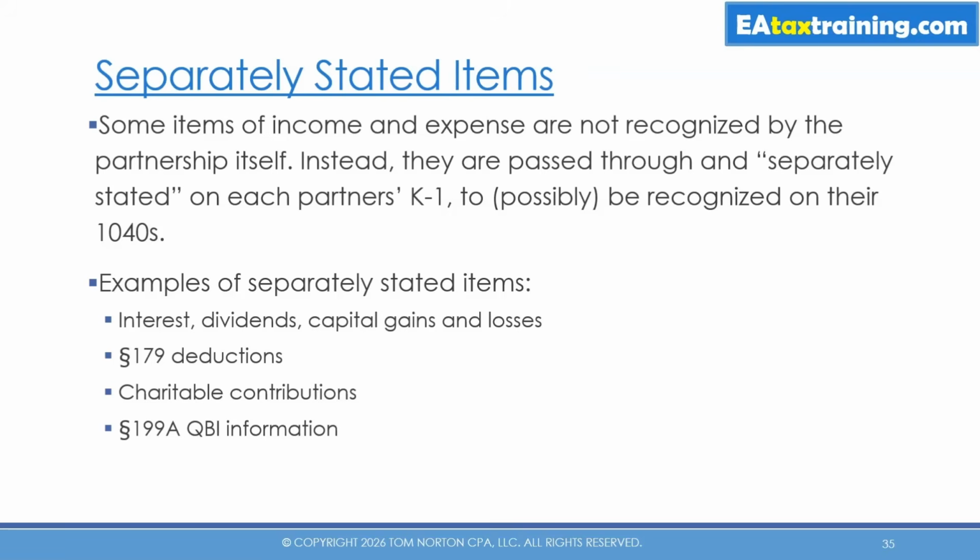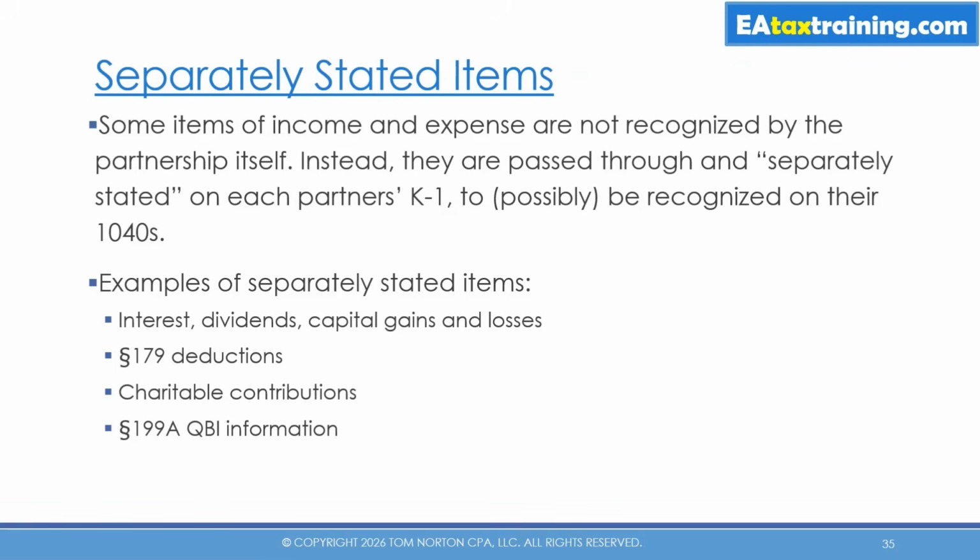Instead, they are going to be reported separately to each partner, their share of it, on their Schedule K1. So these are called separately stated items. Some examples are portfolio income, interest, dividends, capital gains and losses. Section 179 deductions will not be included in depreciation expense on page 1 of the Form 1065. Charitable contributions will not be included in the expenses on page 1 of the 1065. There are others as well.